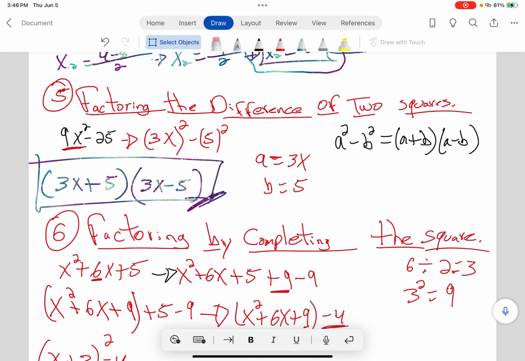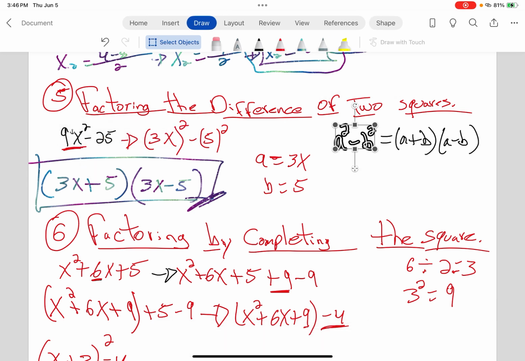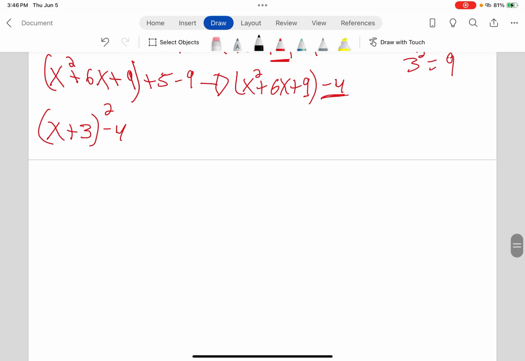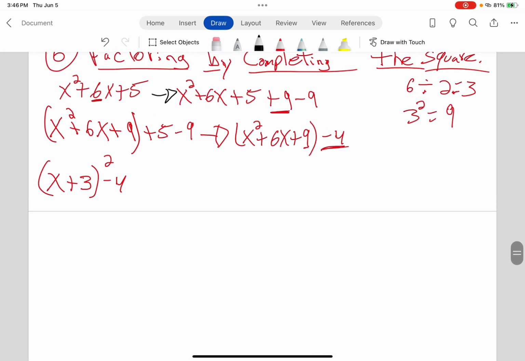Let me see if I can take it from here. I will rewrite it. So I will use again the same formula that says that the difference of two squares, a squared minus b squared, is equal to a plus b times a minus b.